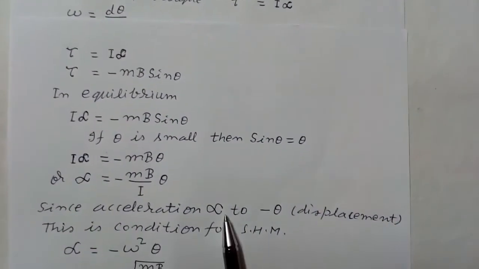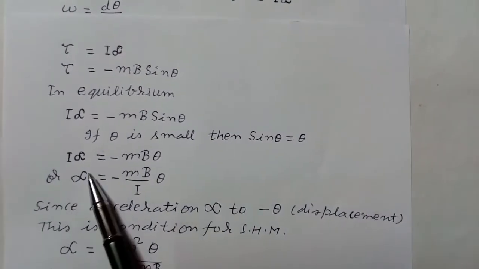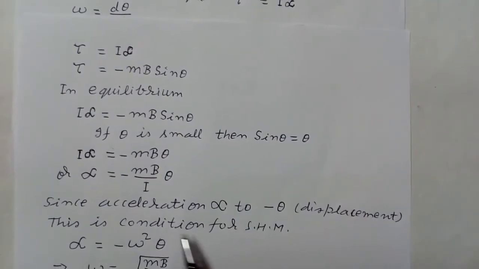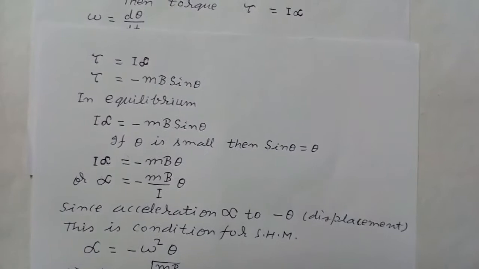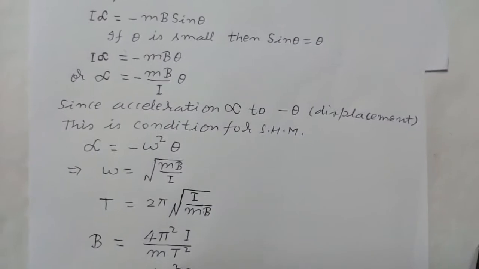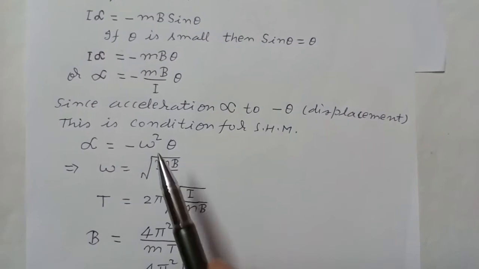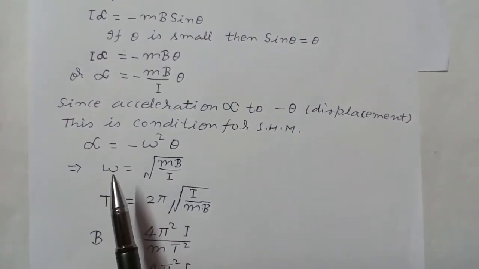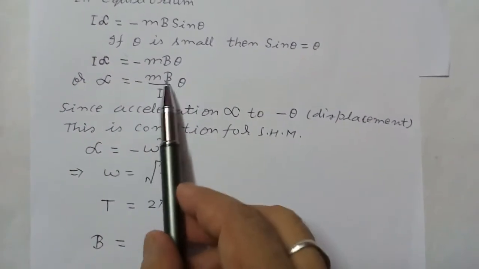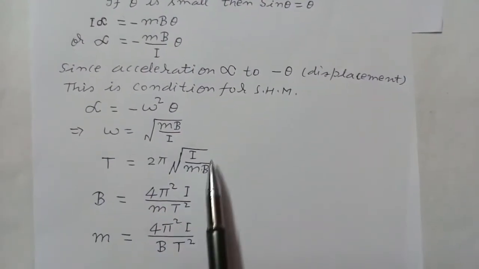Since the acceleration alpha is proportional to theta, the angular displacement, this is the condition for SHM. Now alpha is equal to minus omega square theta, because we know that in SHM acceleration is equal to minus omega square theta. Compare it from here: this is minus mB upon I and here is omega square. So omega is equal to under root mB upon I, and T is equal to 2 pi under root I upon mB.